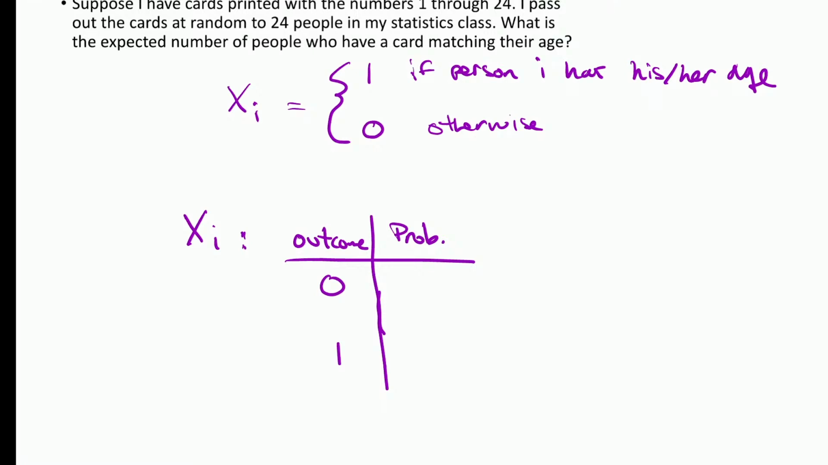Yeah, 1 out of 24, right? Because whatever age they are, 19 or 22 or whatever it is, there is exactly one of these cards that has that number on it out of 24. So it's 1 out of 24. If we ignore everyone else, which we can, at least for the moment, we'll bring them back in a minute, there's a 1 out of 24 chance that that person has their age. And then, of course, the probability that they don't have their age is the rest of the time, 23 out of 24. Now we can talk about the expected value of x sub i.